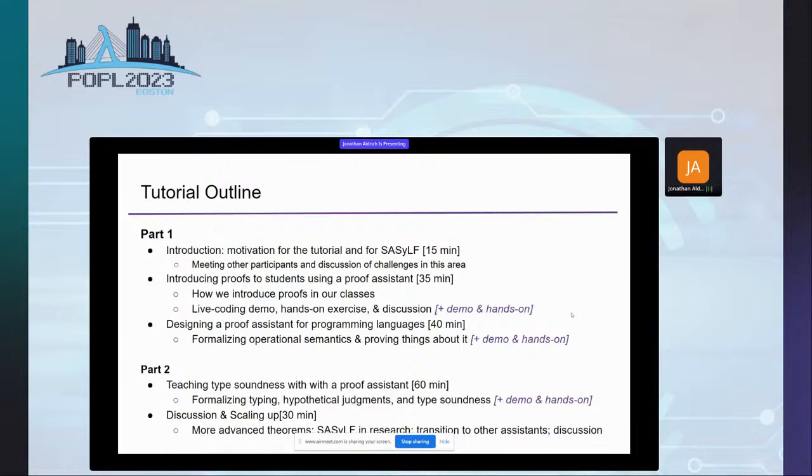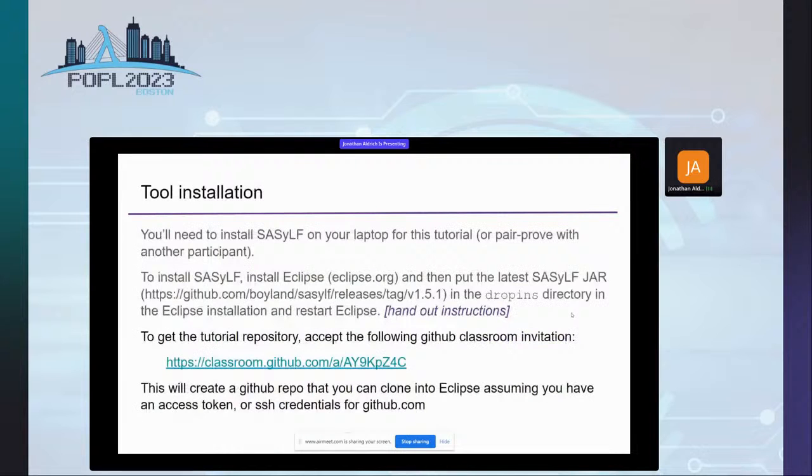And then finally, we'll talk about kind of scaling up. So that's, and these are just the first and second halves of the tutorial. Okay, so I handed out instructions already. Some of you are probably partway through with this, but there you go.